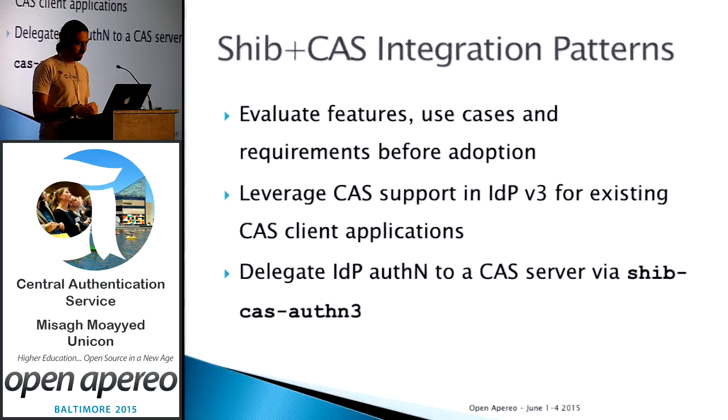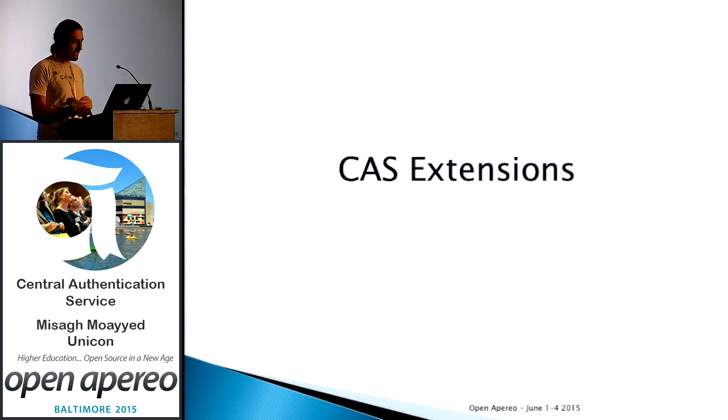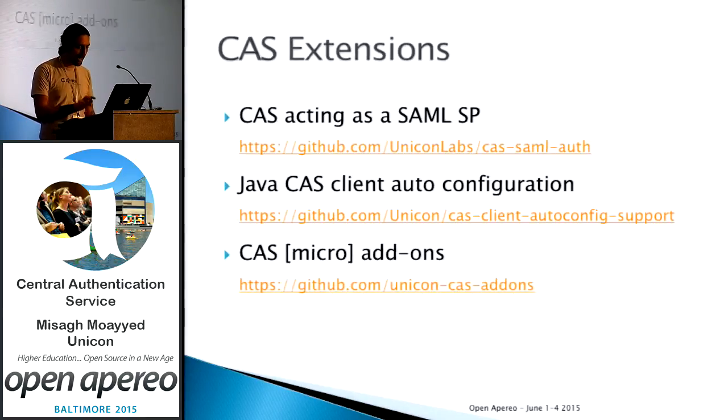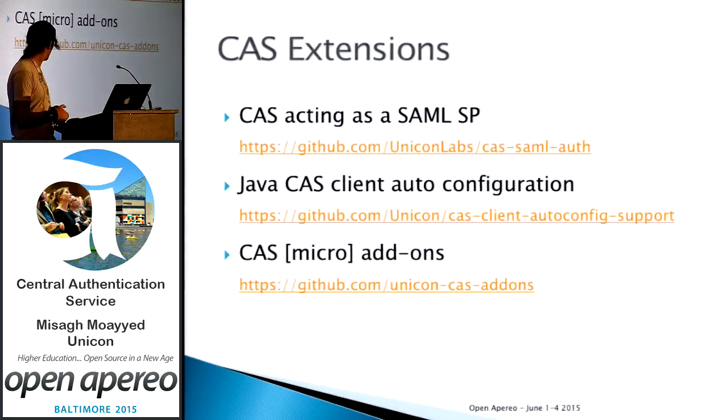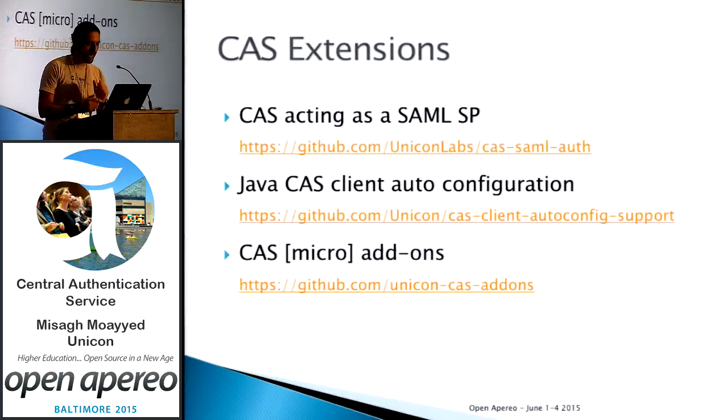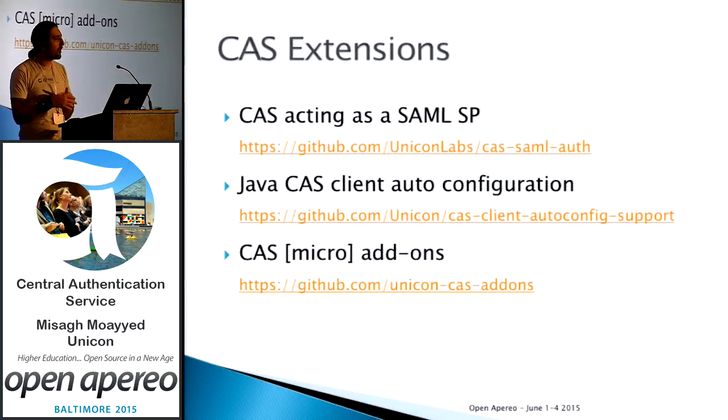Okay. Let's talk a little bit about CAS Extensions. These are add-ons, sort of one-off projects and plugins that have become available in the CAS community that allow you to do things that normally the CAS server project itself does not, or does not yet, I should say. The list is a lot larger and longer than this, but some of the extensions are the ability to have CAS act as a SAML SP, which is kind of the reverse of the situation I just described for you.